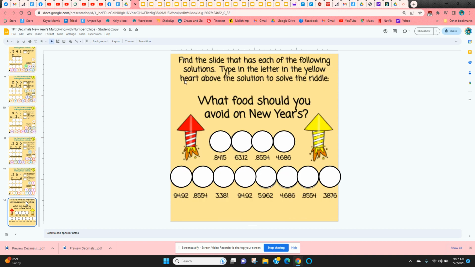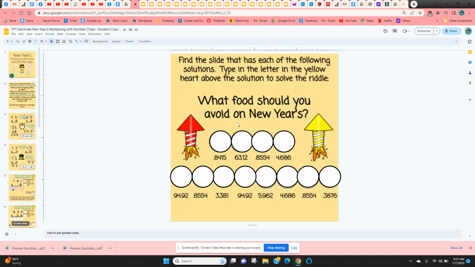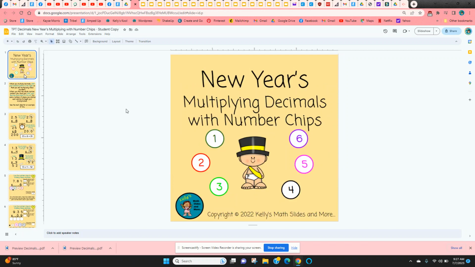So there's a New Year's Day riddle. To solve it, you go back and you find each of these products on one of the slides. So you should have gotten all of these answers. When you find the slide that has this solution, then you're going to type the letter that's in that yellow heart. And it should solve the riddle, what food should you avoid on New Year's? So this is a fun digital lesson for the students, multiplying decimals with number chips, the New Year's version.